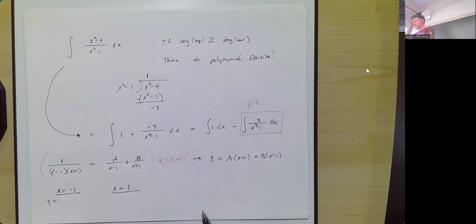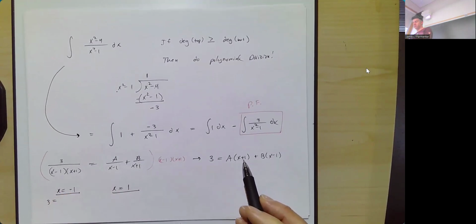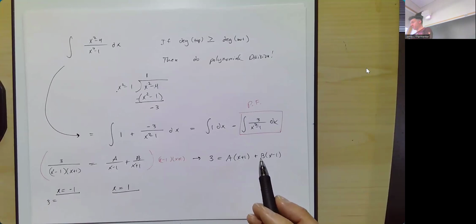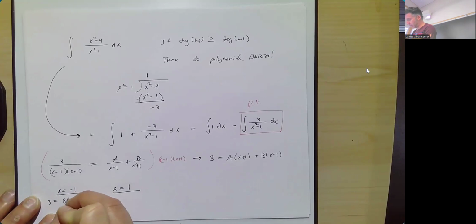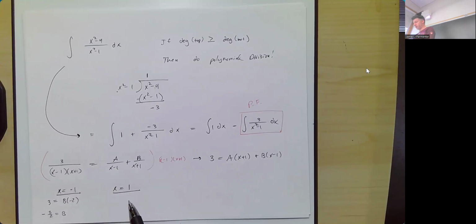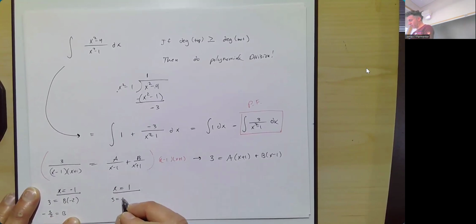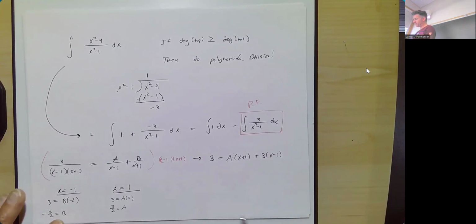On the right-hand side, I have a times -1 plus 1, which is 0, plus b times -1 minus 1, which is b times -2. So -3/2 is equal to b. Similarly, plugging in x equal to 1, I get 3 on the left equal to a times 1 plus 1, so 3, plus b times 0. So 3 divided by 2 is equal to a.